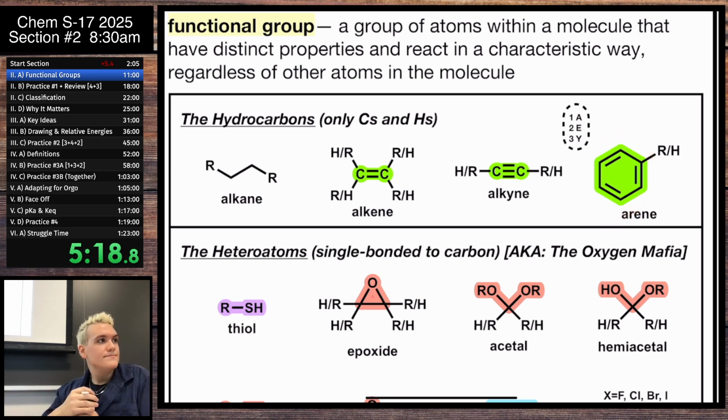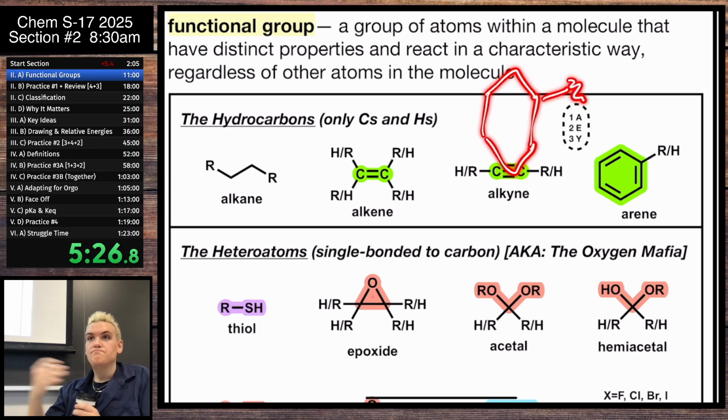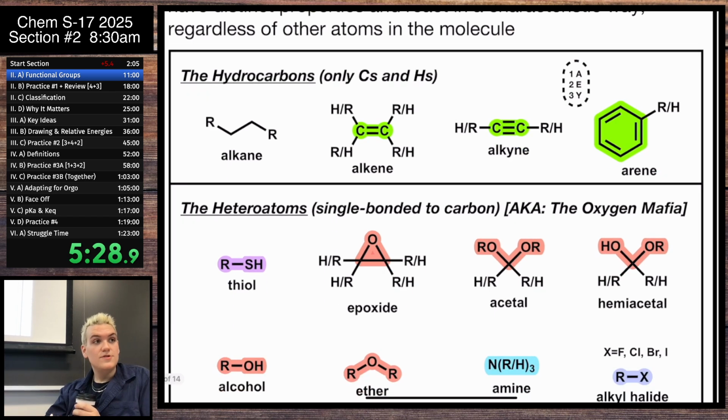And what if it was just a single bond across all 6 carbons? Would we call them...? Then that would just be an alkane. Oh, okay. Cool. Thank you.